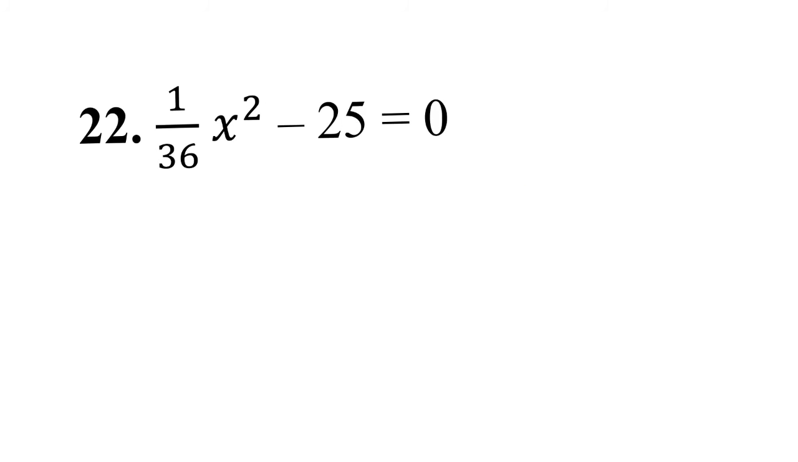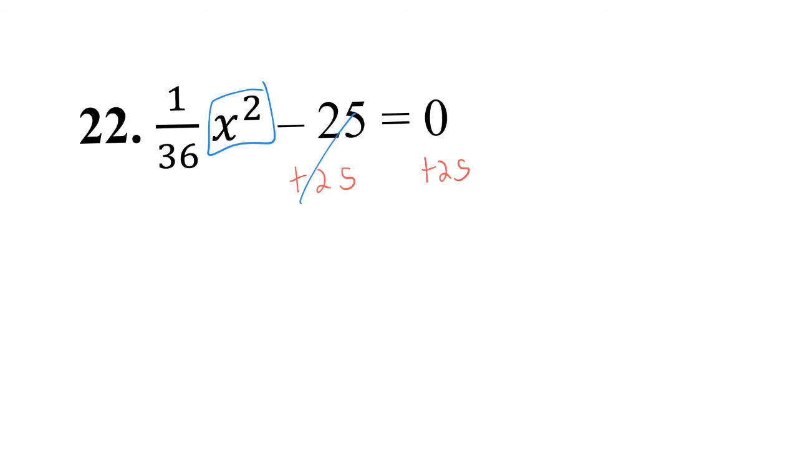And the last one I'm going to do here is number 22, and it says 1 over 36 x squared minus 25 equals 0. So let's go ahead and understand the problem here. First of all, I need to add 25 to both sides, because I need the x squared by itself. That is the variable that has a square. Let me put a box around the x squared so you remember we're trying to get that by itself first.